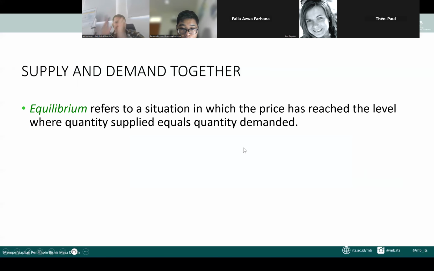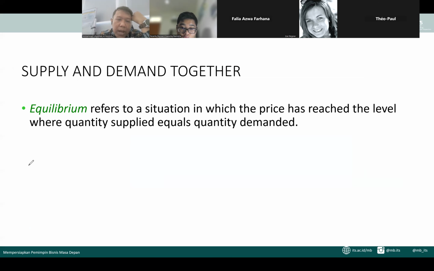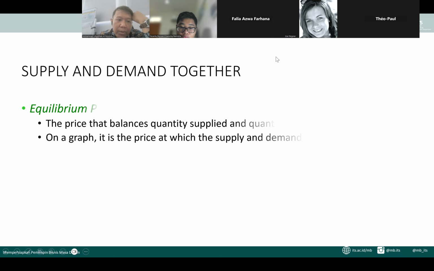All right. Now let's talk about the equilibrium price. It is the situation in which the price reaches the level where the quantity supplied equals the quantity demanded. So this is the interaction between supply and demand. We call this equilibrium. This is the price at which the buyers and the sellers agree to sell and to buy. This is the price at which all of them are better off, the buyer and the seller, and they are willing and able to trade at this price. This is called the equilibrium price.